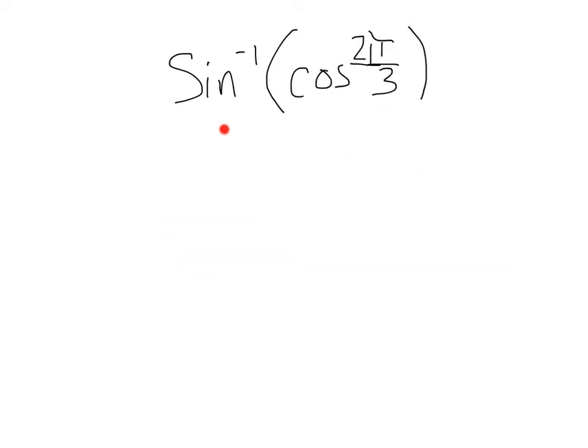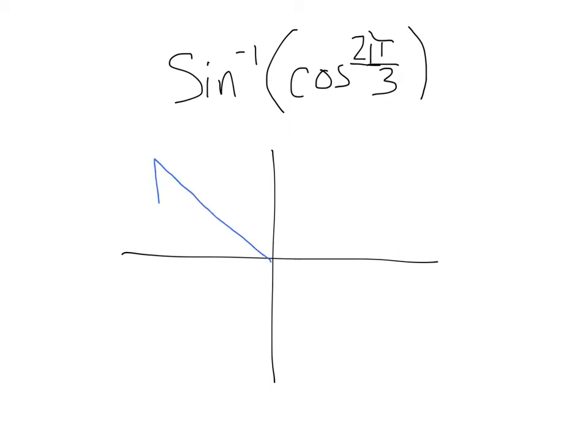This time we have sine inverse of cosine of 2 pi over 3. This is a little different because the inverse is on the outside, and on the inside we just have a normal trig function. So if we wanted to find our trig function, first we want to draw the triangle based on cosine of 2 pi over 3. 2 pi over 3 we could find out is going to end up in this quadrant with a reference angle of pi over 3 or 60 degrees.